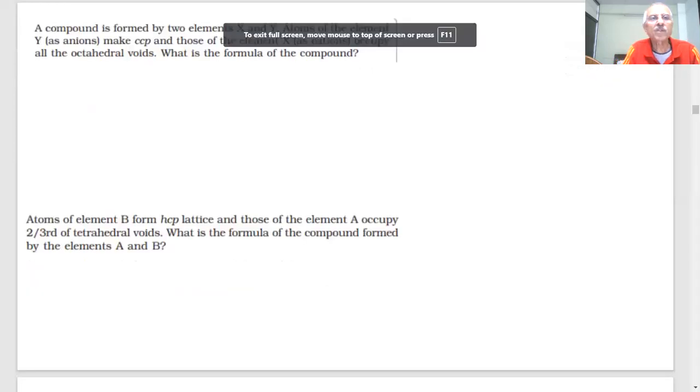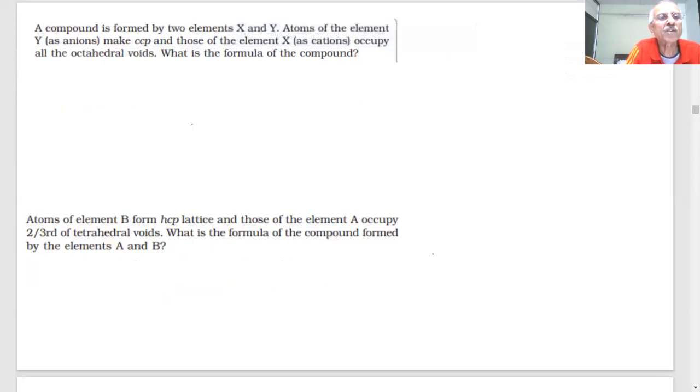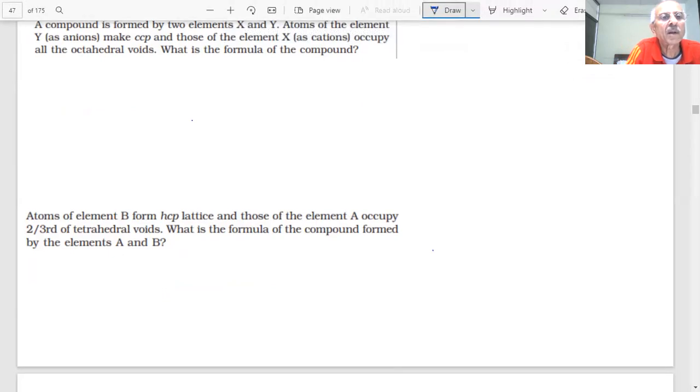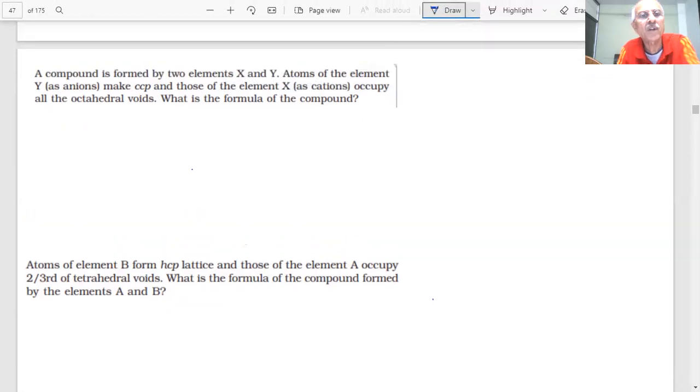What type of questions are we talking about? I'm saying question number 1, student. Such a question can be asked to you in the paper. A compound is formed by two elements X and Y. It is an ionic compound.